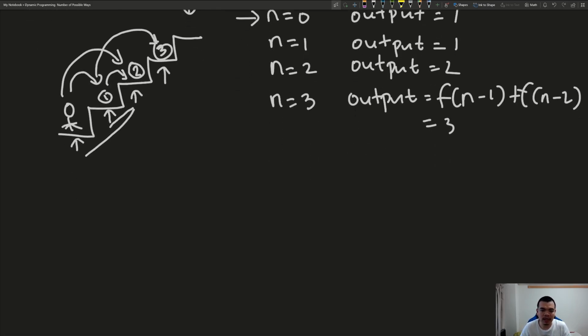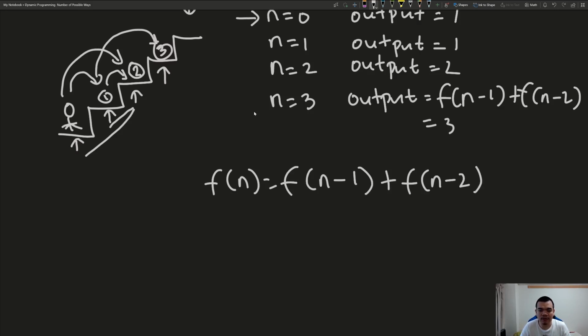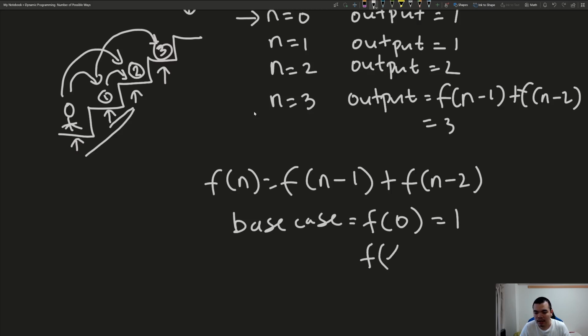Okay, let's take a look. The general formula is f of n equals f of n minus 1 plus f of n minus 2, with the given base cases. When n equals 0, we know there is only one way to form it. When the stair step is 0, there is one way to solve it. And when n is less than 0, for example when we try to climb to 1, there are no stairs of minus 1.